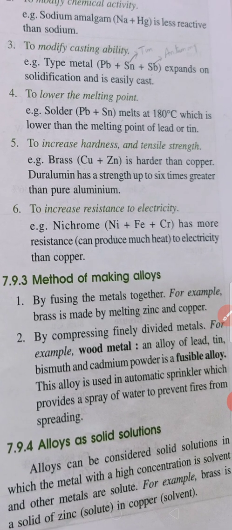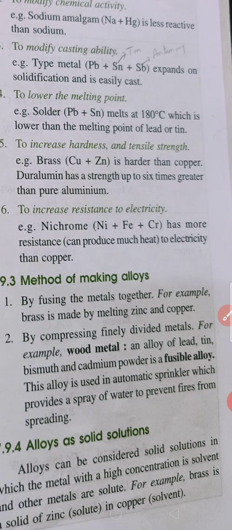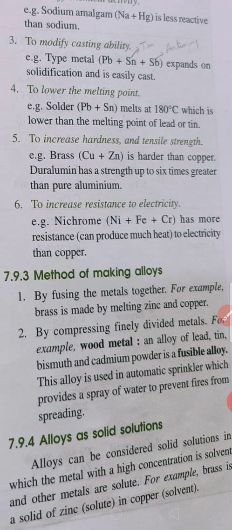Method of making alloy: by fusing the metals together. For example, brass is made by melting zinc and copper. By compressing finely divided metals, for example, wood metal, an alloy of lead, tin, bismuth and cadmium powder, is a fusible alloy. This alloy is used in automatic sprinklers which provide a spray of water to prevent fires from spreading.